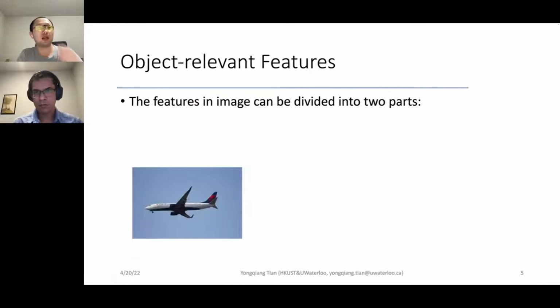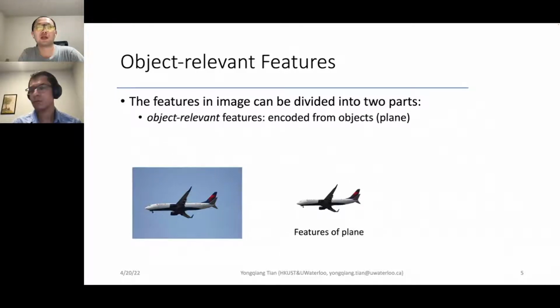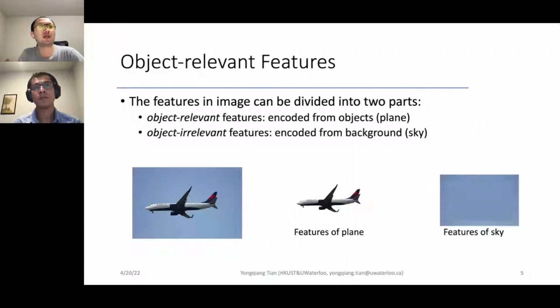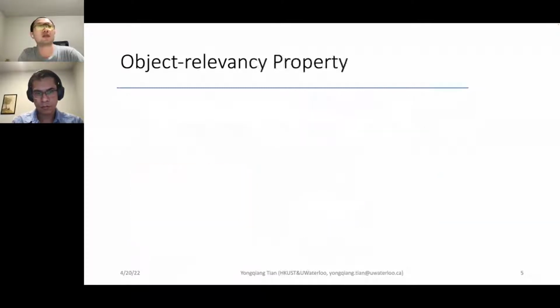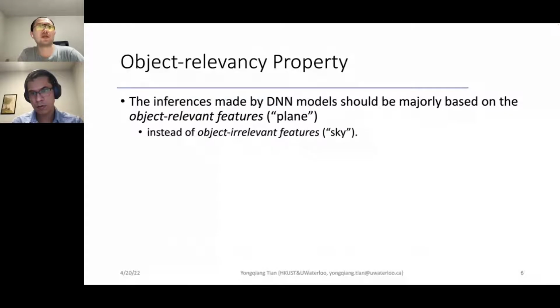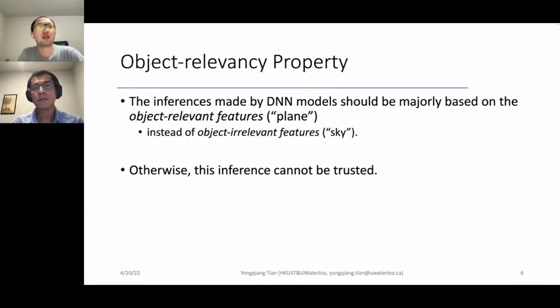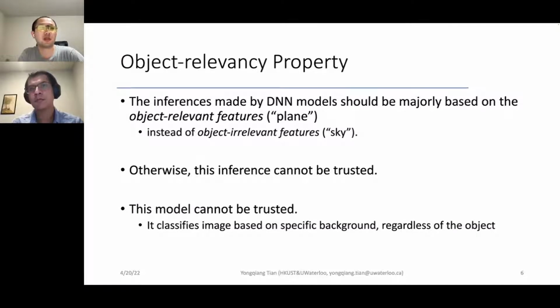In this study, we divide the features in an image into two parts. One is object relevant features, which are encoded from the object. The other is object irrelevant features, which are encoded from the background, such as sky and ground. We argue that the inference made by DNN models should be majorly based on the object relevant features, such as the plane, instead of object irrelevant features. We name this property the object relevance property. Otherwise, if the model does not follow this property, we argue that the inference and the model cannot be trusted, because it classifies the image based on a specific background instead of the object.